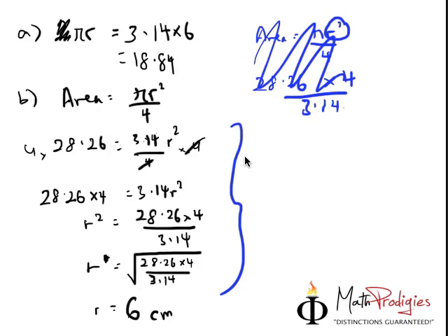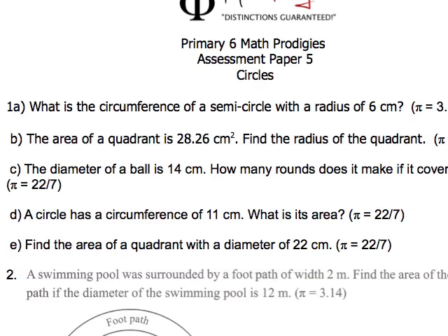Okay, so let's move on to part C. I think it's similar. Let me take a look. Part C says that the diameter of a ball is 14 cm. How many rounds does it make if it covers 484 meters, taking pi as 22 over 7? The diameter of a ball is 14 cm. In other words, how many rounds does it make to cover 484 meters?